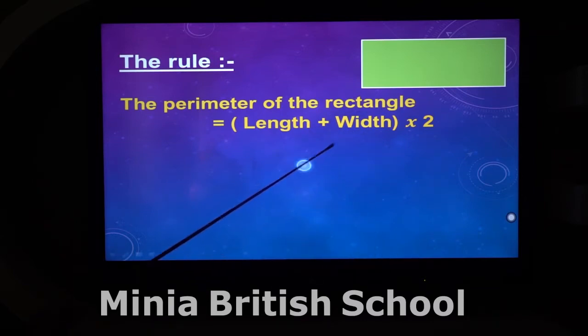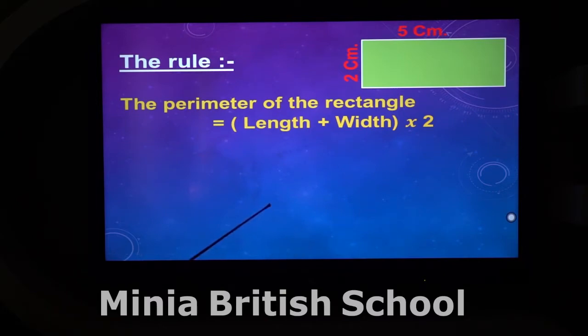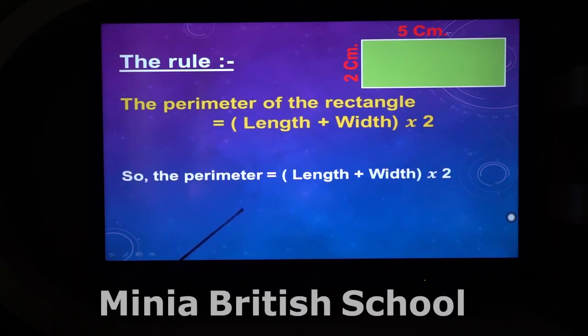So if the length for this rectangle equals 5 centimeter and the width here equals 2 centimeter, how can we find the perimeter here? Write the rule first. The rule says the perimeter equals length plus width between two brackets times 2. By substitution, the length here equals 5 and the width here equals 2. So 5 plus 2 between two brackets, all of them times 2.